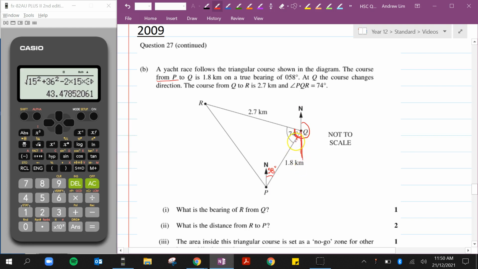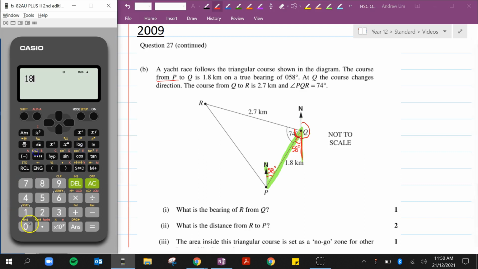I know that this bit down here is 58 degrees because alternate angles are equal on parallel lines. So that means this is technically 180 plus 58 plus the 74. So the bearing of R from Q will be all of that: 180 plus 58 plus 74, 312 degrees. I like to do capital T for true.